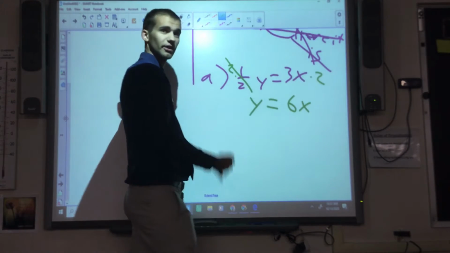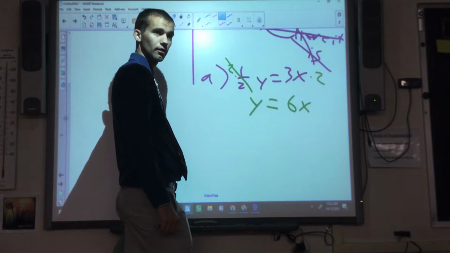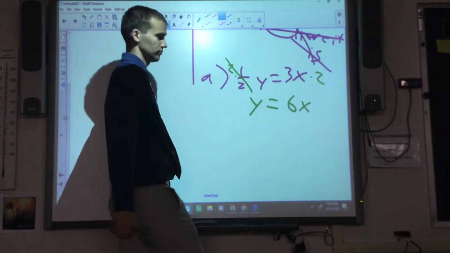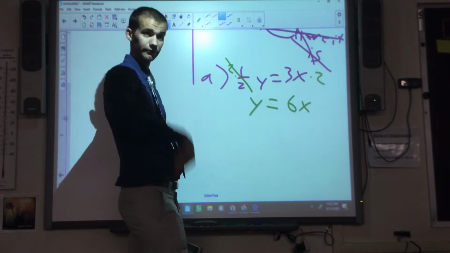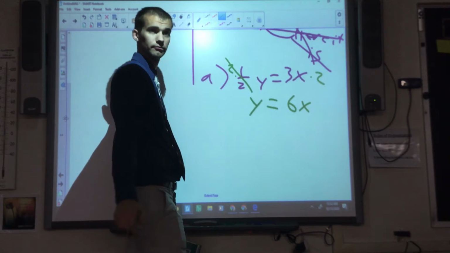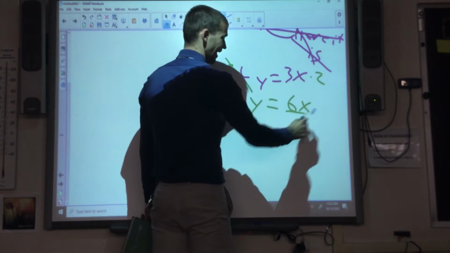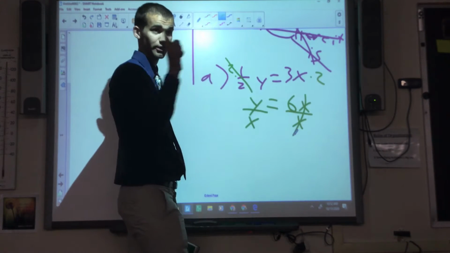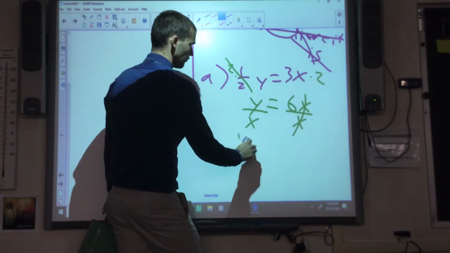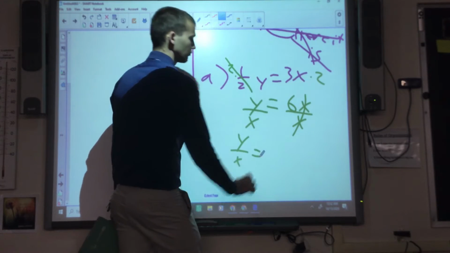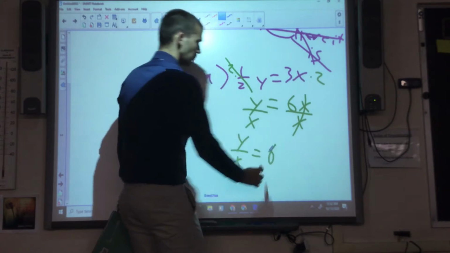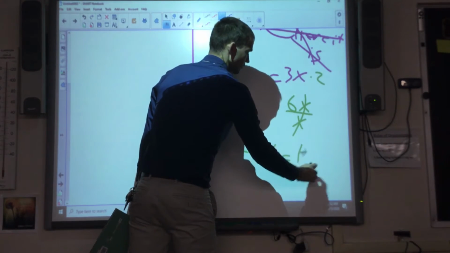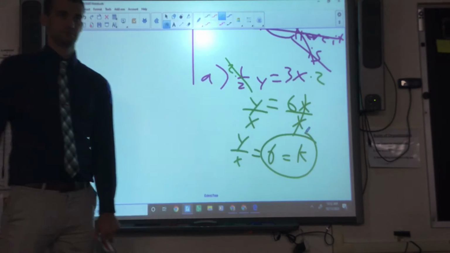Y over x, the next thing I have to do is divide by what on both sides? If I just want y over x, 6? Nope, because I want x on the bottom over here. Then I have to divide by x. That gets rid of x, because x over x is 1. And now you have y over x equals what? 6. Boom, that's your k value. So you can just say 6 is k and be done.